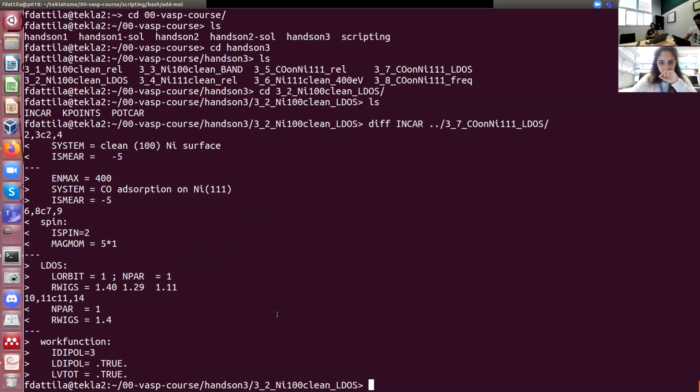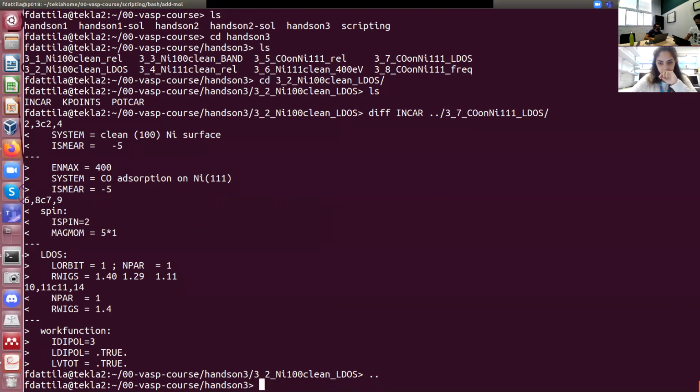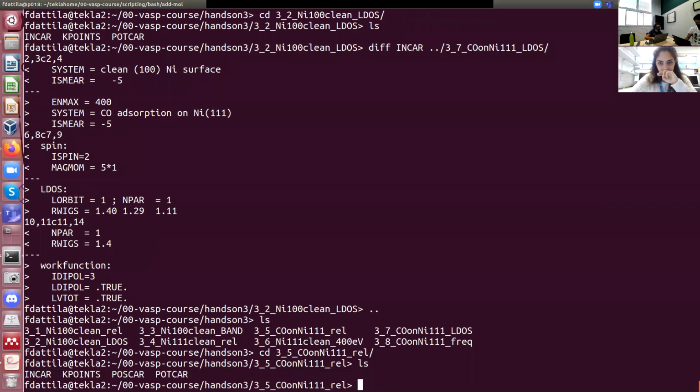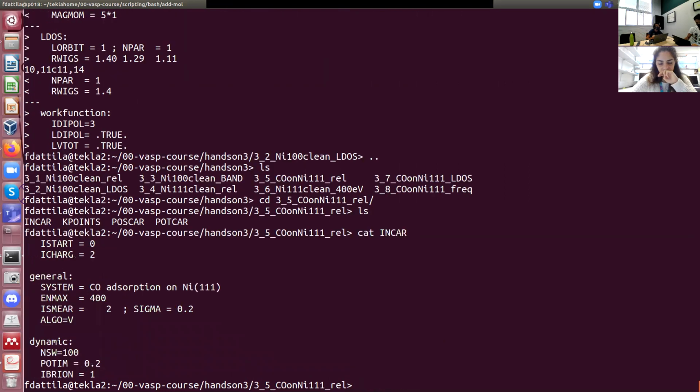But I mean, we are working with the same surface. Why in the other one didn't they take it into account? Good point. And also, I don't understand well the runs. I have read the VASP wiki, but I don't understand why we should do that.